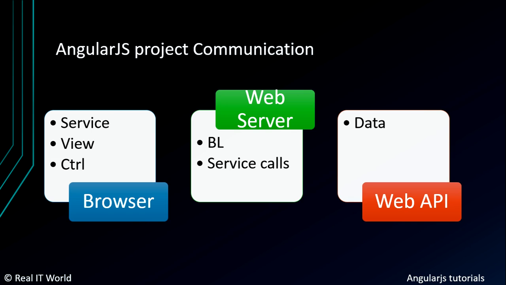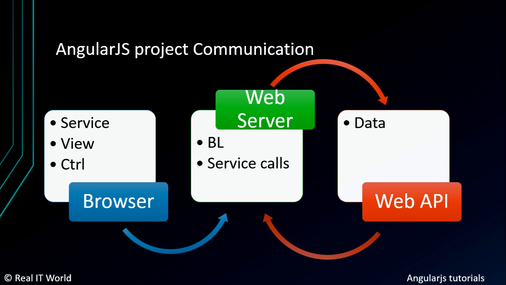Then how will the project communication happen, real time, live? This is my browser components. The browser will first communicate to the web server. The web server will communicate to the remote API. The remote API will give data back to the web server. The web server will give that data back to the browser. Then the browser will format that and show it to the user in the browser HTML view. This is how communication will happen.